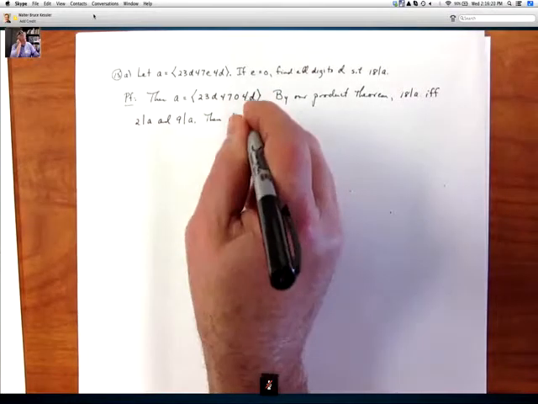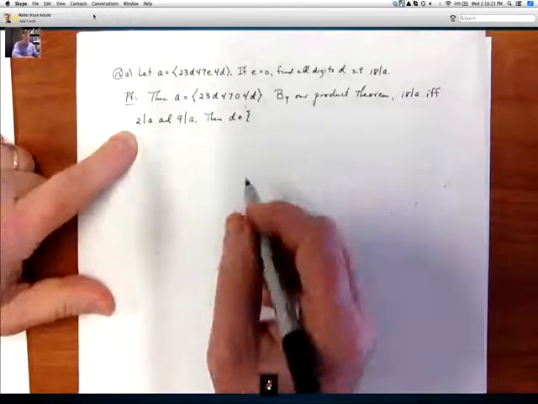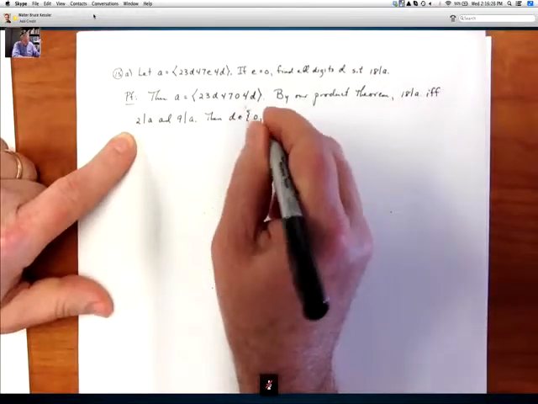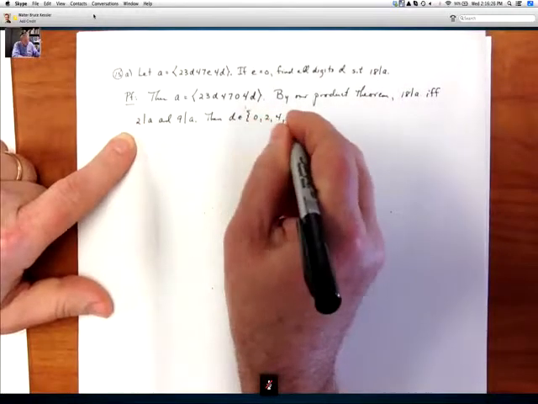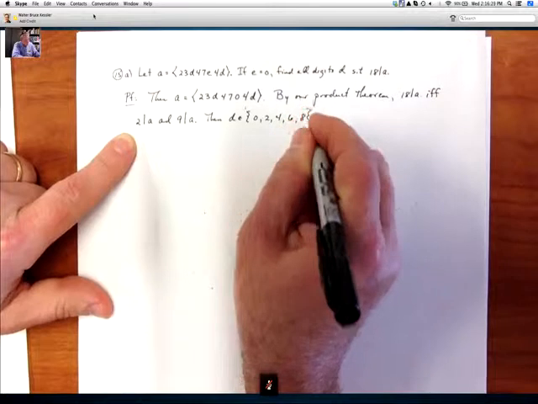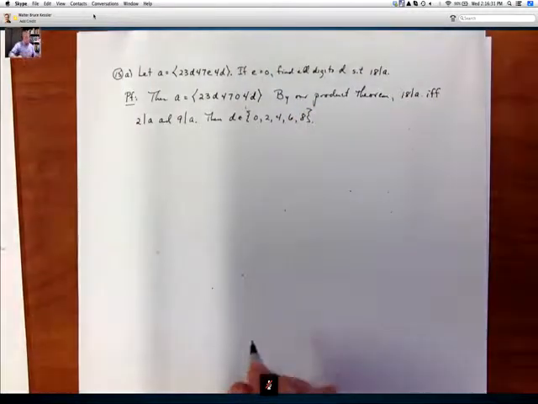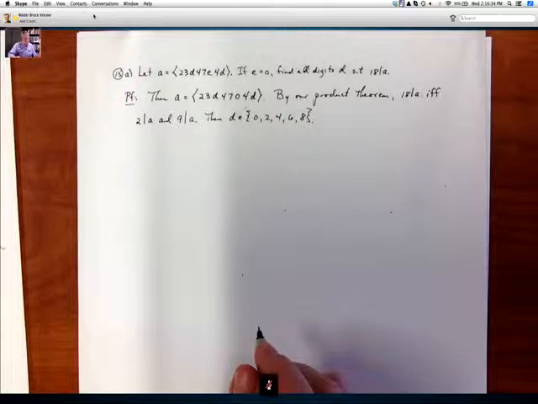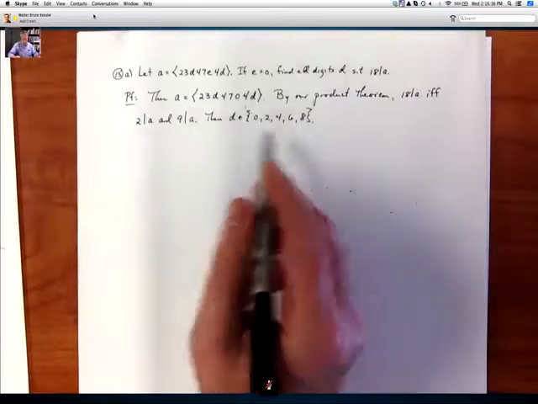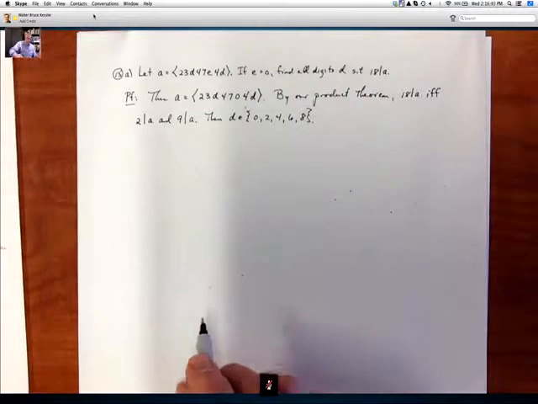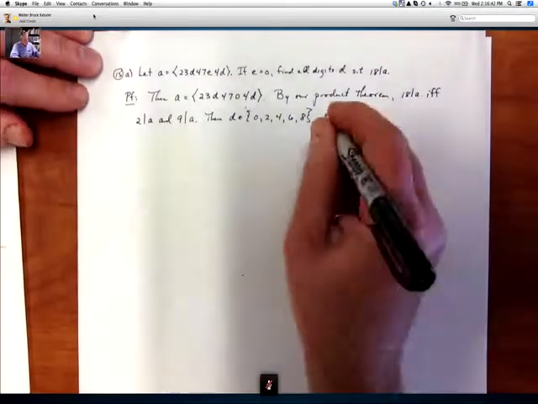Then d has to come out of this set of numbers. To be even, it's got to come out of 0, 2, 4, 6, and 8. That's it. That's the only way that this number can be divisible by 2. The last digit has to come out of this.